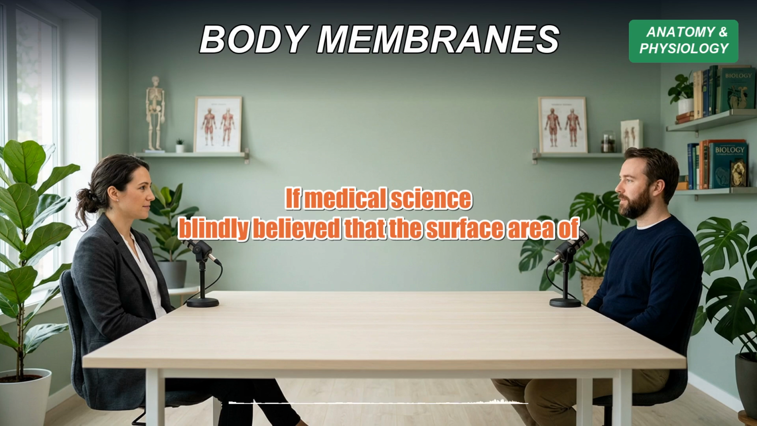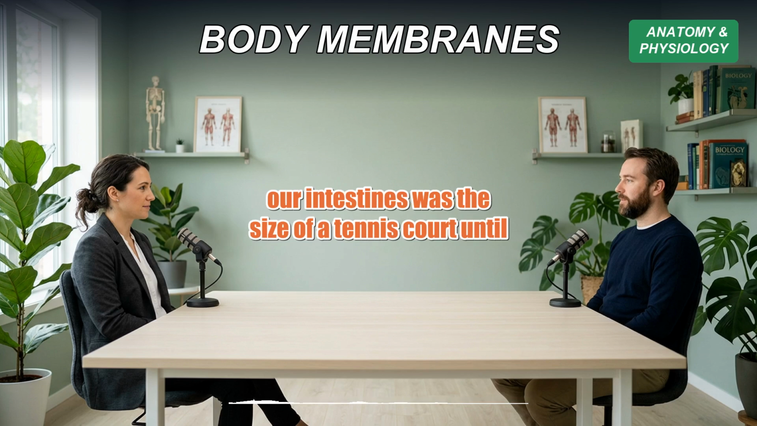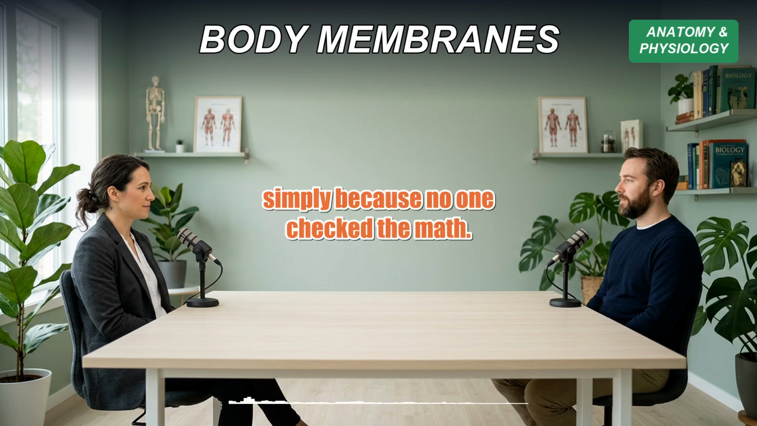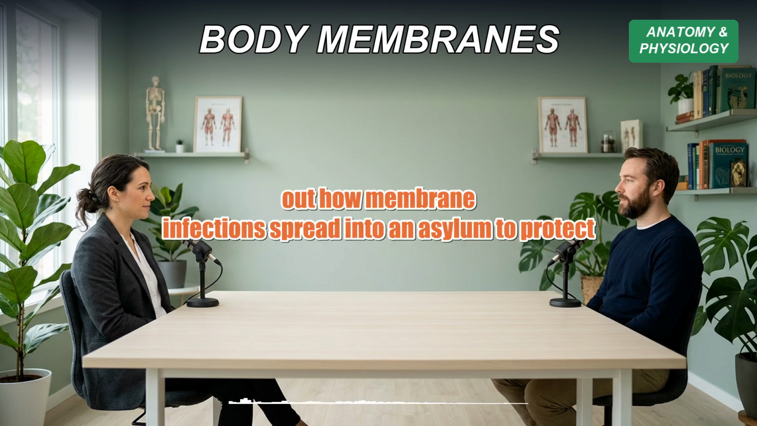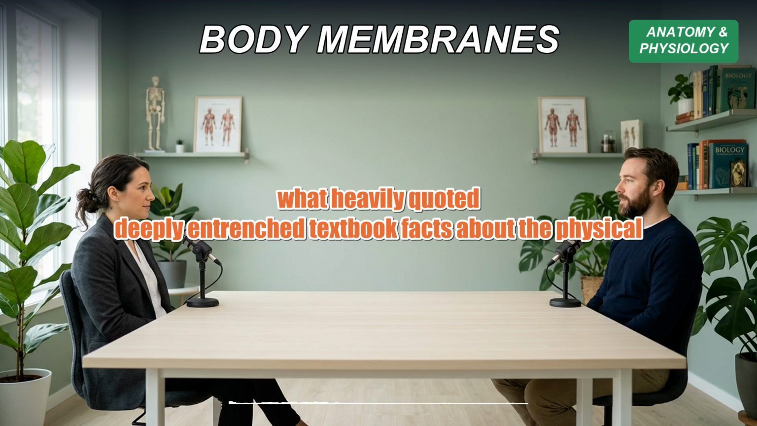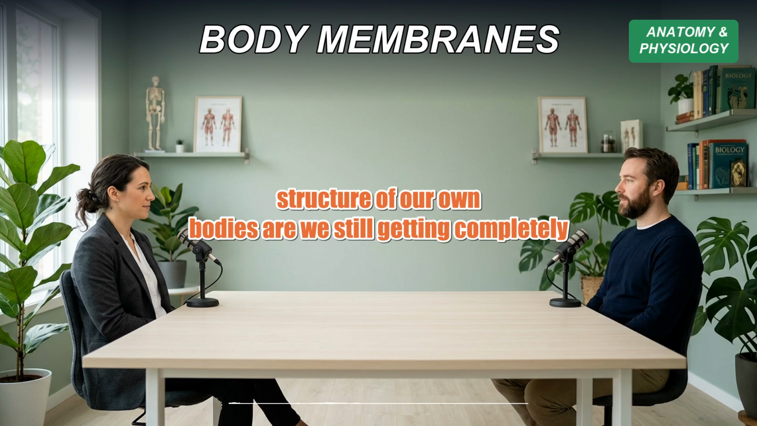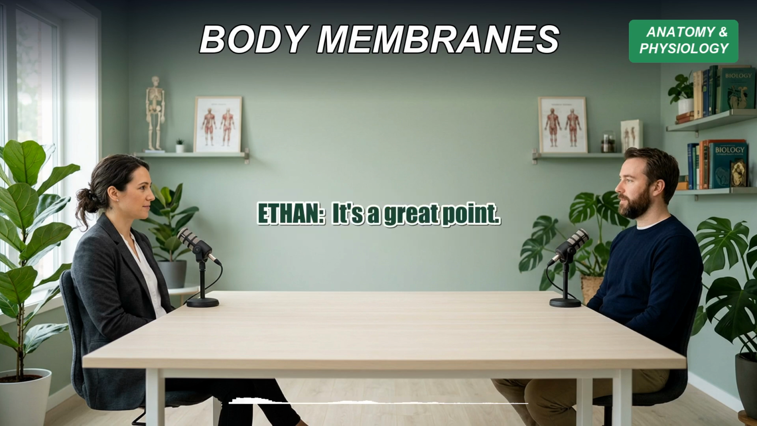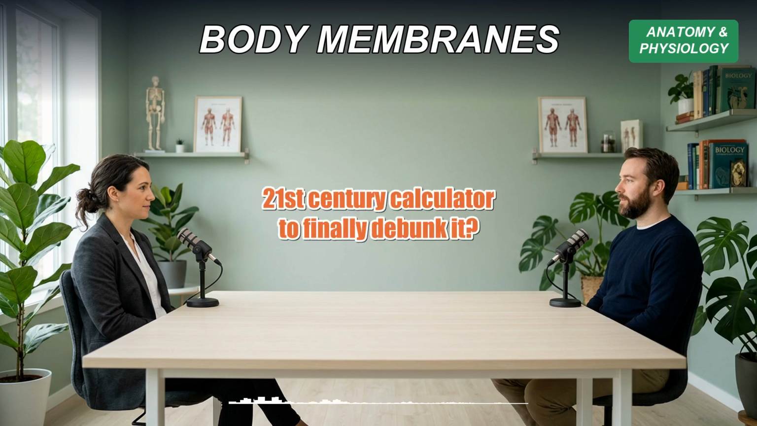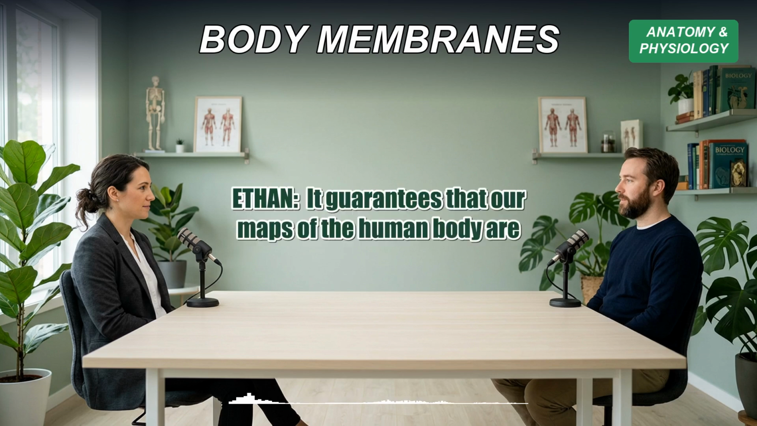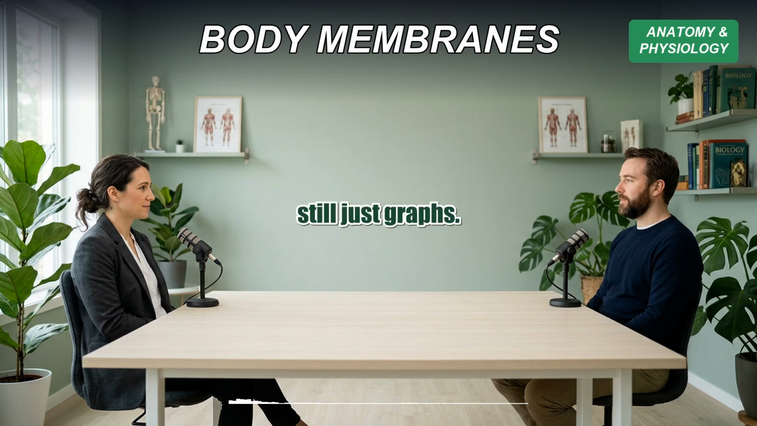Yeah. If medical science blindly believed that the surface area of our intestines was the size of a tennis court until the year 2014, simply because no one checked the math, and if the establishment literally drove the man who figured out how membrane infections spread into an asylum to protect their egos, what heavily quoted, deeply entrenched textbook facts about the physical structure of our own bodies are we still getting completely wrong today? It's a great point. What is the next tennis court myth waiting for a 21st century calculator to finally debunk it? It guarantees that our maps of the human body are still just graphs.